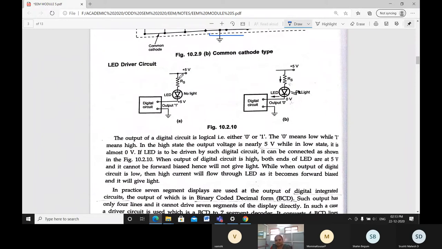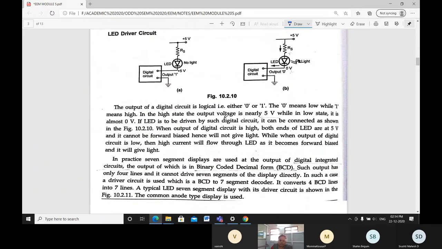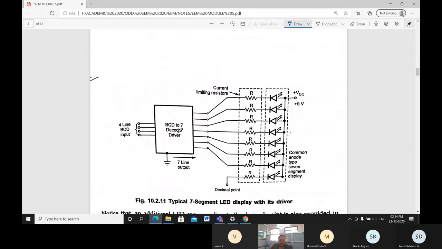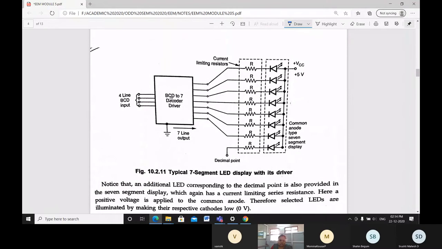This will not be asked in the exam. Just for your reference, I've taken this picture again one more time. Okay, this is how the internal structure of your BCD to 7-segment decoder driver circuit is going to be connected.